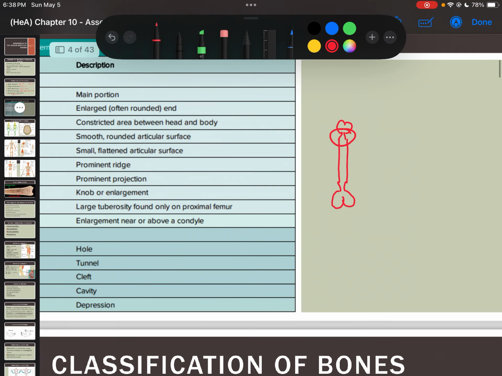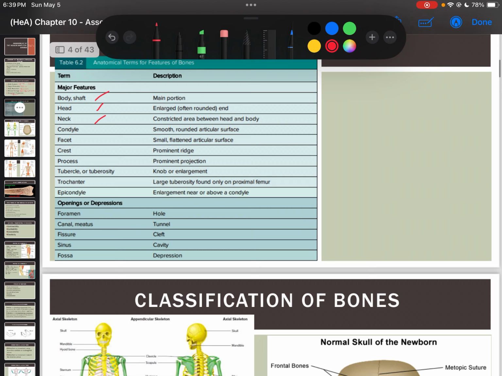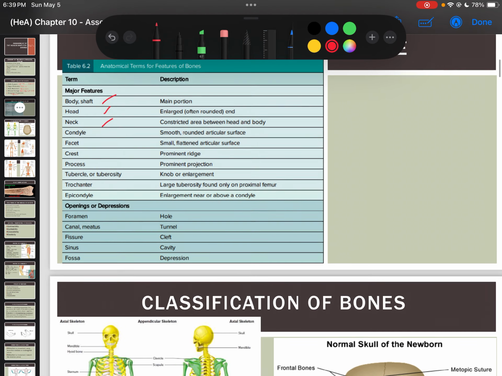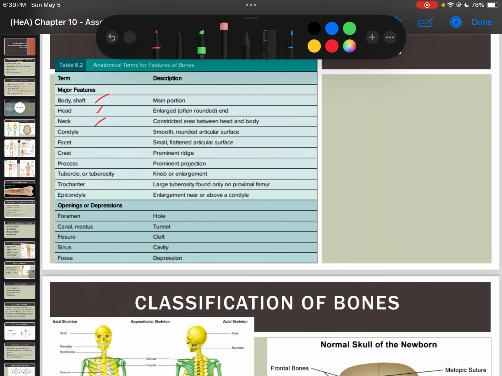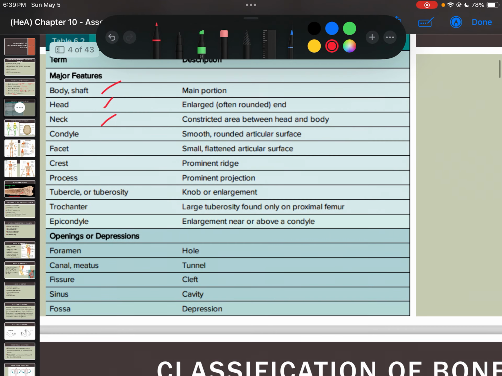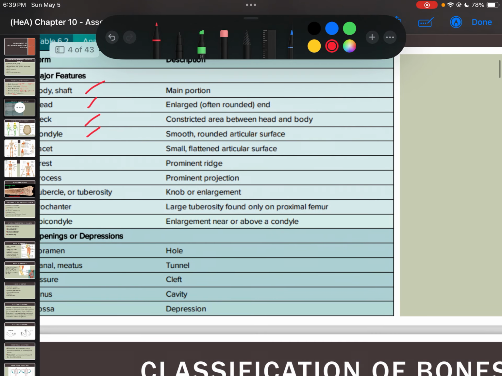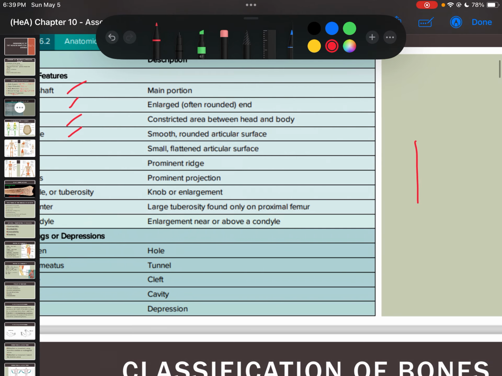This one here is what we call the neck. That is how we use it. Another term is, for example, this condyle. A condyle is, for example, a bone projection.